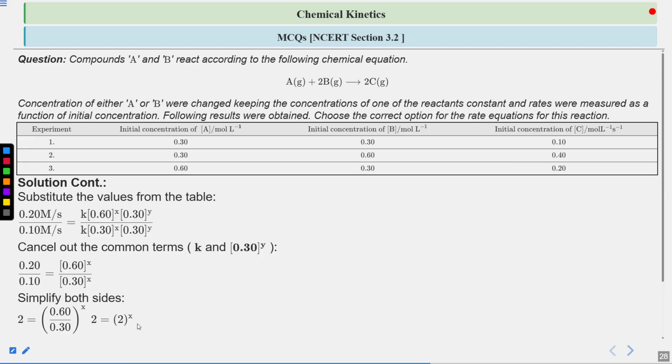So from here x comes out as 1, and previously we found that y equals 2, right? So from there you can get the rate expression for the given tabular experimental data, which is rate equals k times [A]^x, which is 1, multiplied by [B]^y, which is 2. So rate = k[A]^1[B]^2. That is going to be our answer for this question.